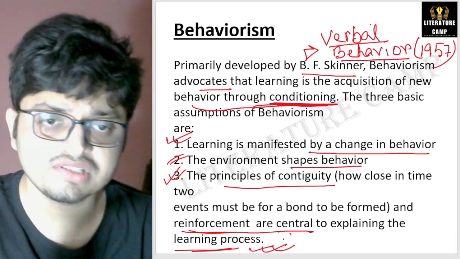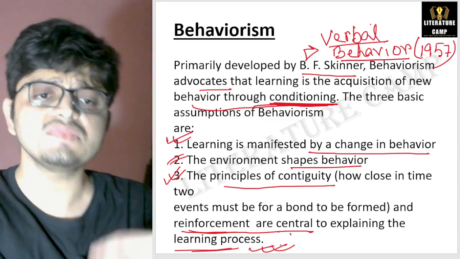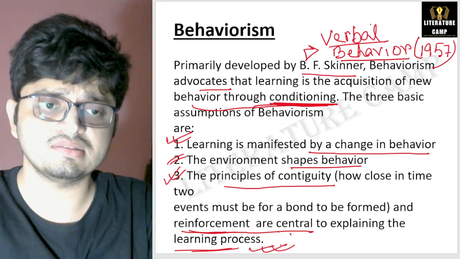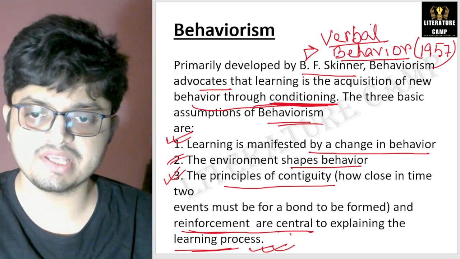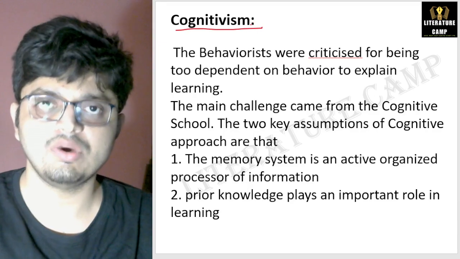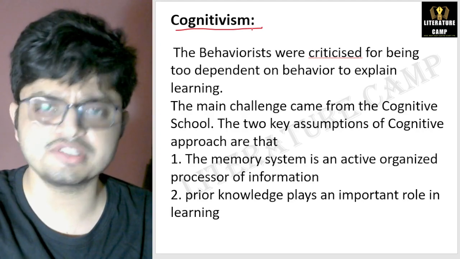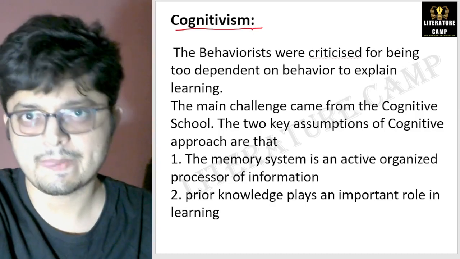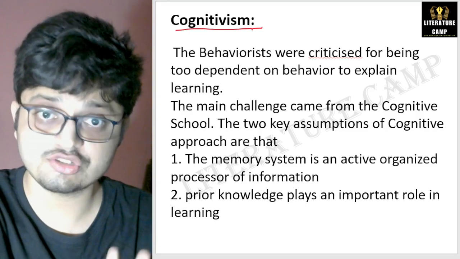All right, so the concept of behaviorism is very much important. I hope you have understood this concept. This concept was developed by B.F. Skinner in Verbal Behavior, and they can ask the three assumptions of behaviorism as well. Next concept is cognitivism. What is cognitivism? Definitely questions will come in the assertion reasoning part. They will give two sentences, and you need to say whether they are true or false. So read this topic very carefully.